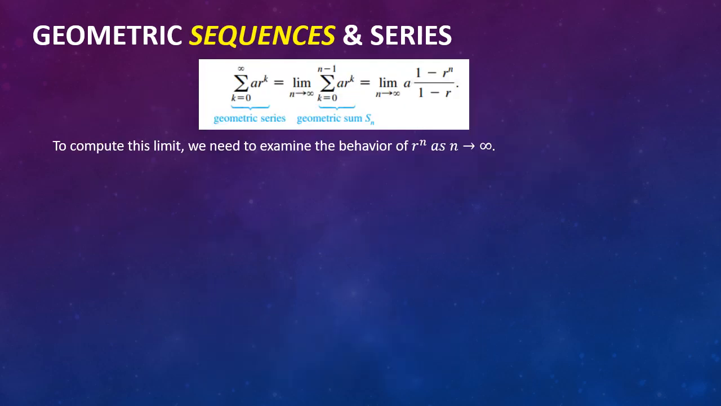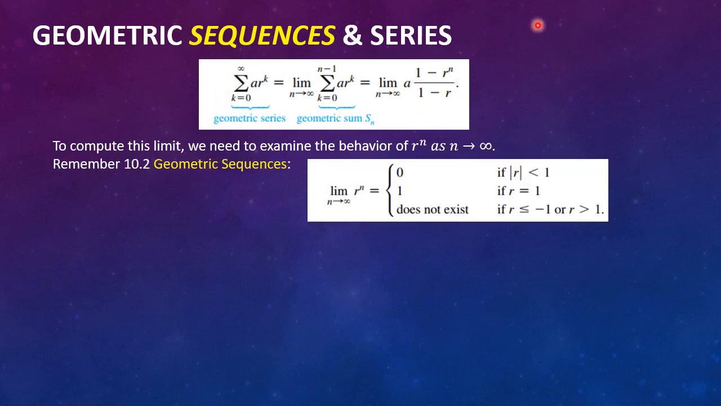So we need to come back to the concept of geometric sequences for just a second. In order to compute this limit that we just found in the last slide, the limit as n goes to infinity of a times (1 minus r to the n) over (1 minus r), we need to examine the behavior of r to the n as n goes to infinity, because this is going to affect what the value of the geometric series is.